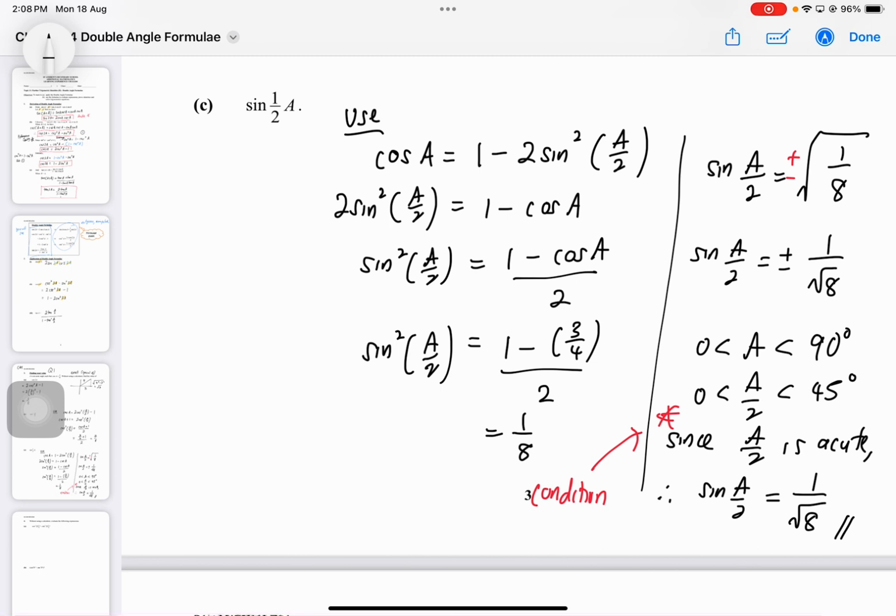Okay, let's try the next example. Without using the calculator, evaluate the following. A and B is using the double angle formula. You don't like your worksheets to have one page, single side. Actually I print single side, still double side. That's why you all got a bit more space. Okay, let's go to the next question.